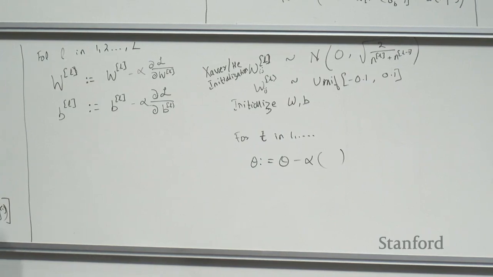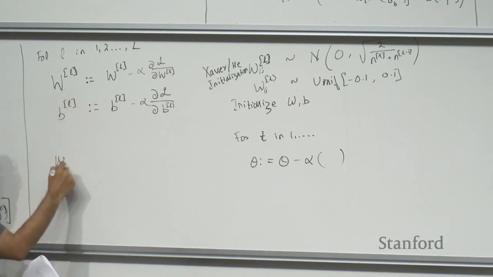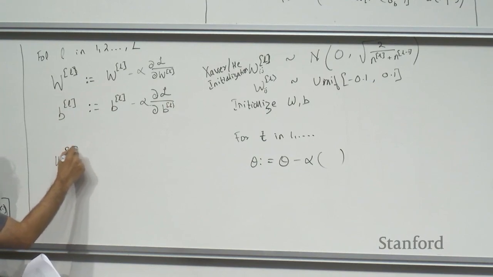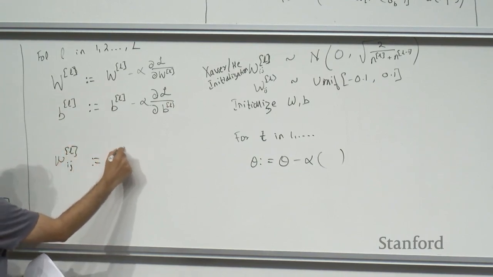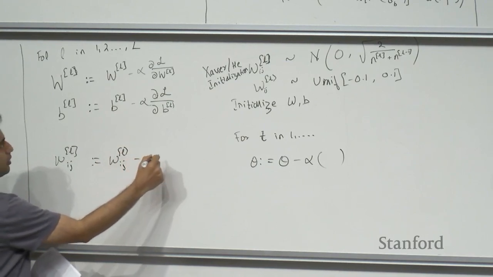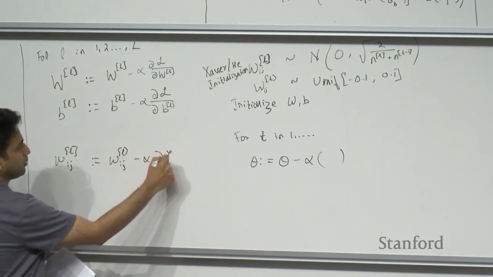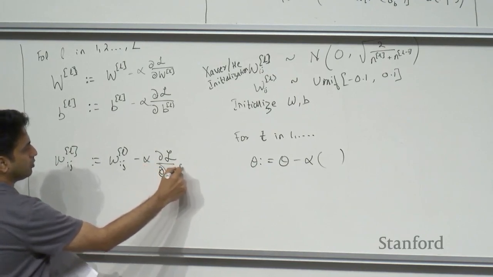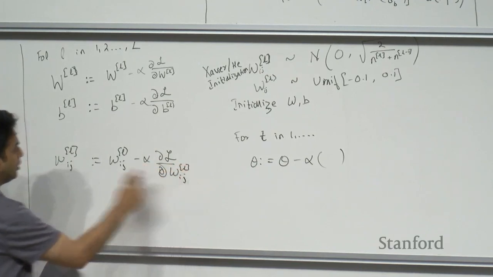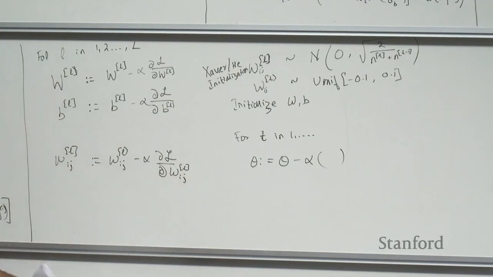Yes, when we are updating, we can also see this as Wij of the lth layer equals Wij of the lth layer minus alpha times the partial derivative of the loss with respect to Wij of the lth layer. And these are equivalent. This is just vectorized notation.